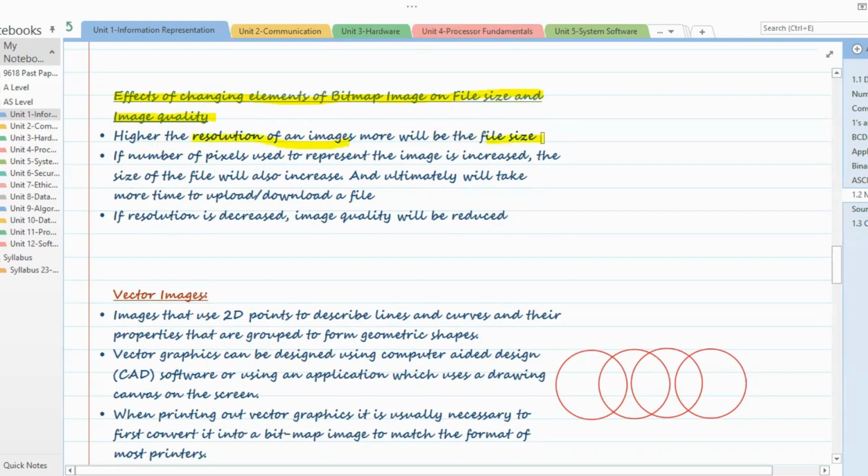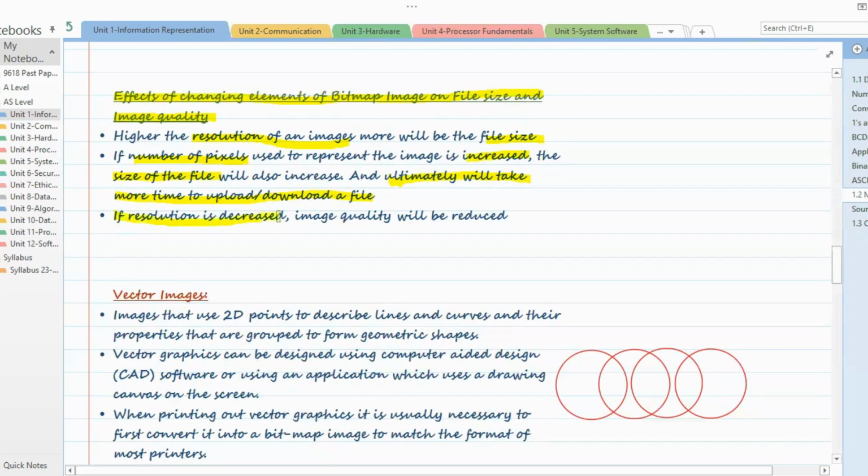So if you increase the image resolution, your file size will become larger. If the number of pixels used to represent the image is increased, or if you increase the bit depth or color depth, then the file size will also increase. And ultimately, this will take more time to upload or download a file. So if your file size is more, then it will take you more time to upload or download a file from the internet.